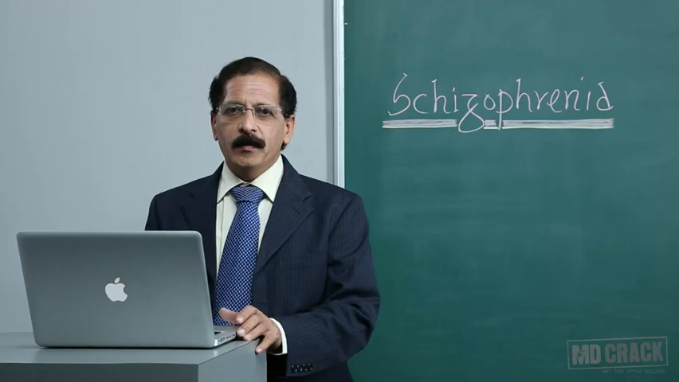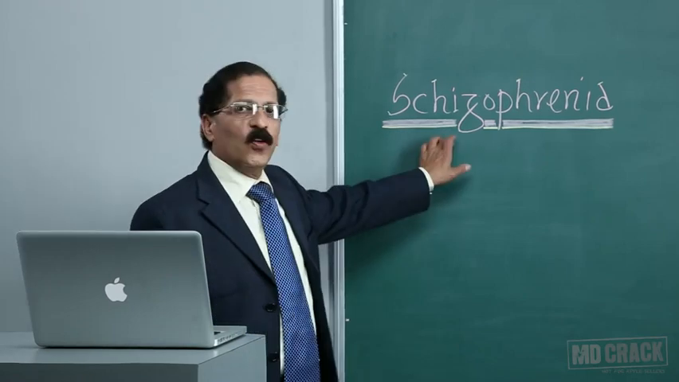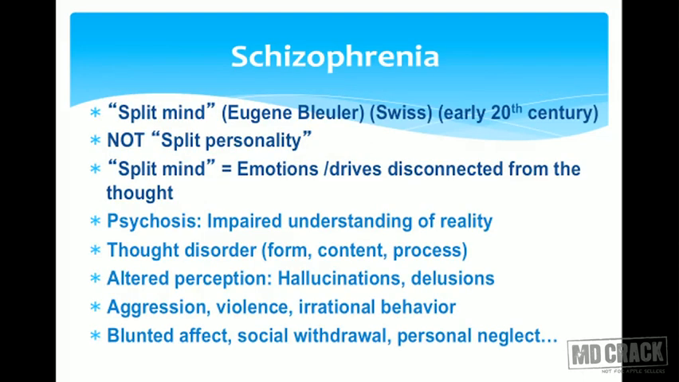This session is mainly about schizophrenia, psychotic disorders, schizophrenia and delusional disorders. These are two important psychotic disorders, and we're going to start with schizophrenia. Schizophrenia is often called split mind. Eugene Bleuler, a Swiss scientist in the early 20th century, gave this particular word to describe schizophrenia.